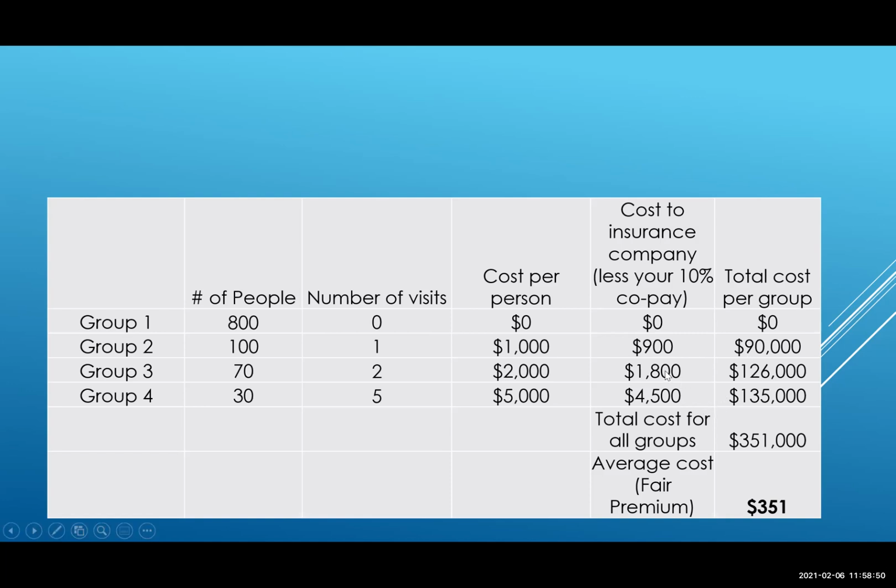So for the 2 people who go, the cost to the insurance company is going to be $1,800 because, again, you're paying the 10% out of pocket. And this goes on to the $4,500, same thing. And then you're multiplying it by the number of people in the group. And then you divide, of course, by the total number of people under this insurance company. So on average, the fair premium for this insurance policy with the 10% copay is $351 per person.